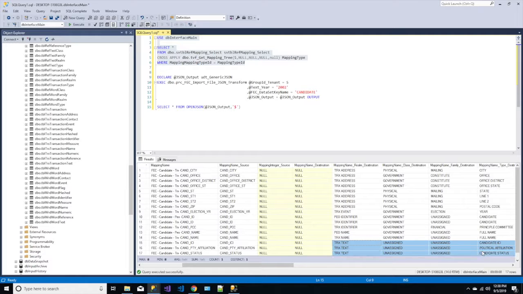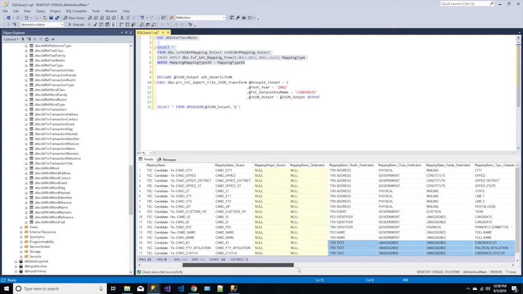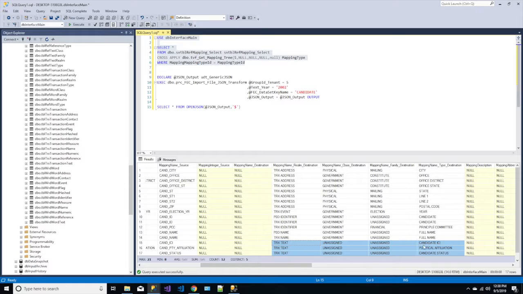So we have a couple of things like political affiliation and candidate ICI and candidate status. These are actually a finite set of values given to us by the government. So what we're going to wind up doing is in the future, when we start loading, we're going to classify data after we've loaded it.